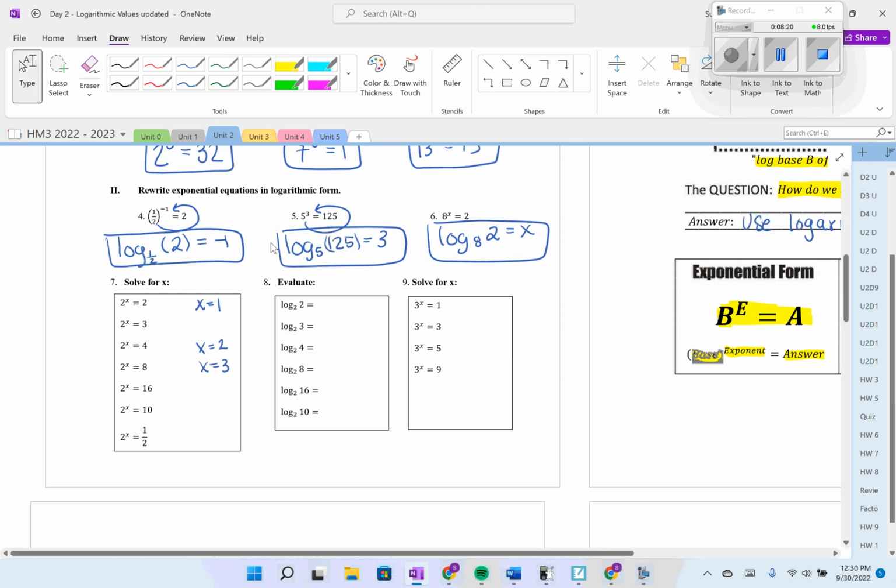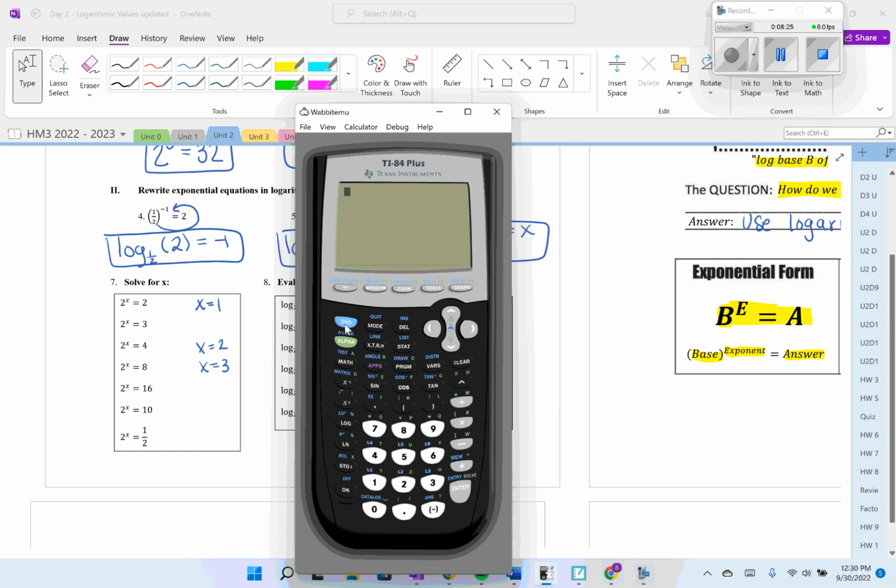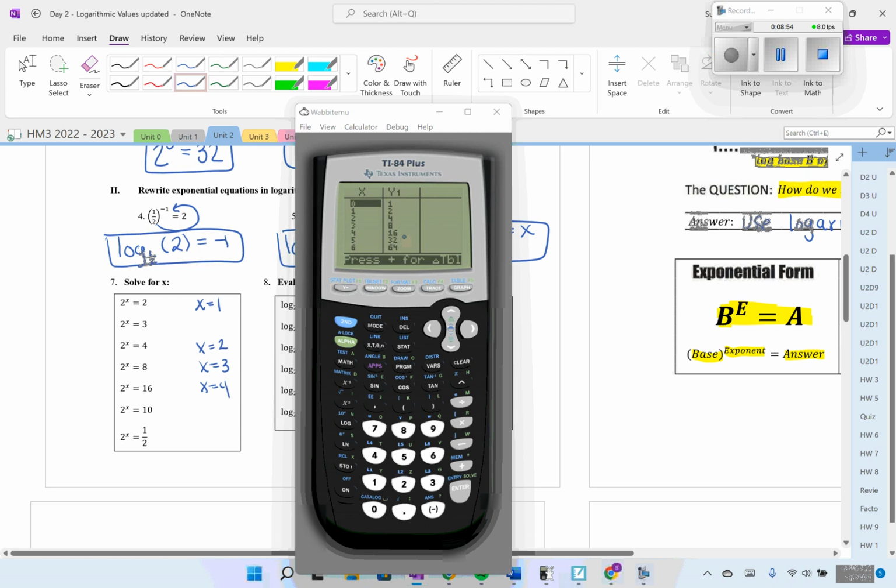Let's say you didn't know. You could also use your graphing calculator to help you figure these out. So in your graphing calculator, go to your y equals. And in your y equals, plug in 2 to the power of x. And when you do that, you can go to your table. So second graph is your table. I'm going to have to start this at 0. And you can see, so if I do 2 to the first power, I get 2. 2 to the second power is 4. 2 to the third is 8. We can see 2 to the fourth would be 16. So this would be x equals 4.